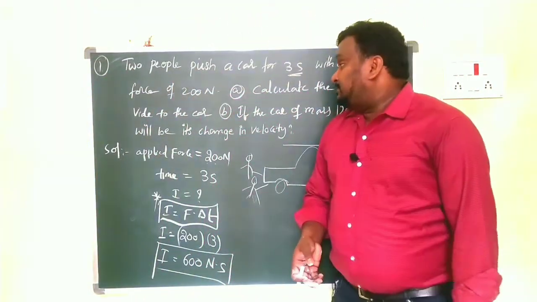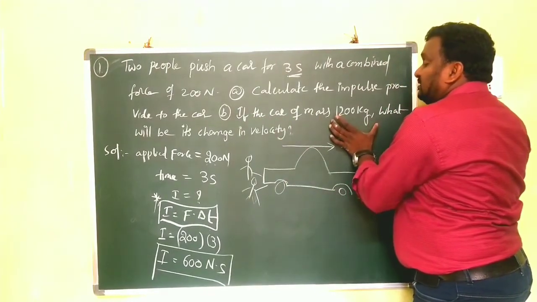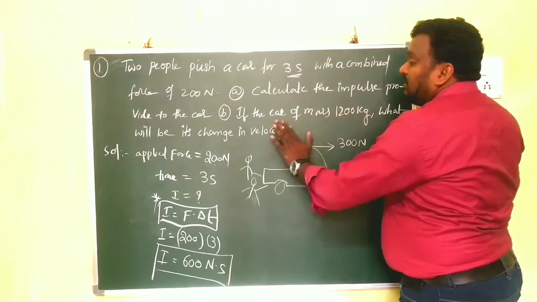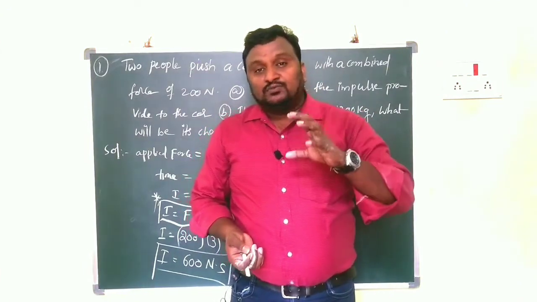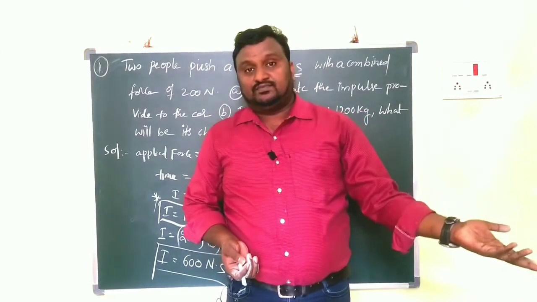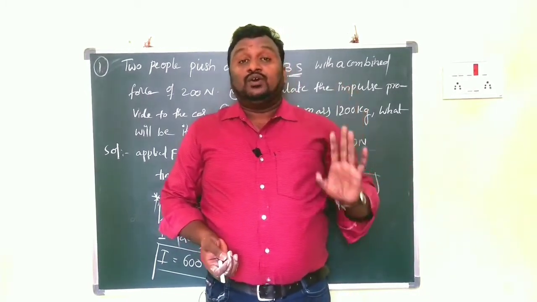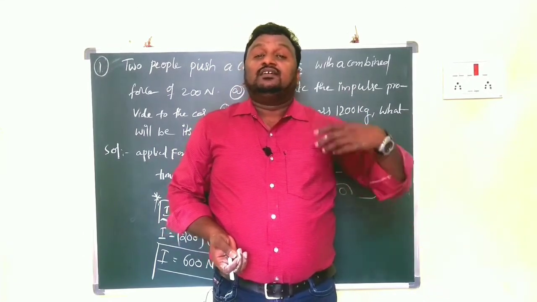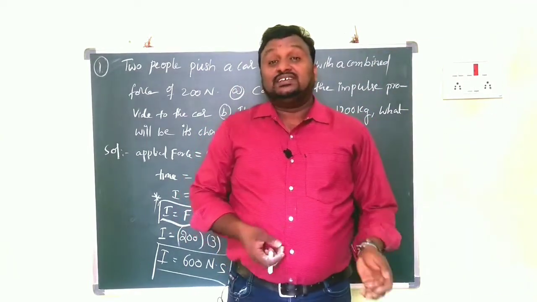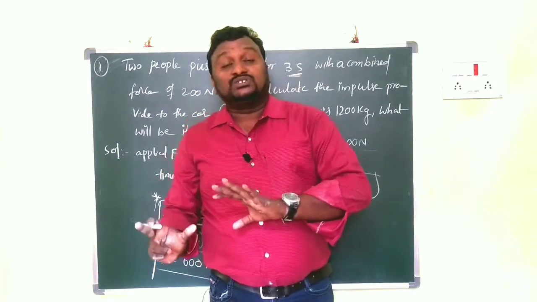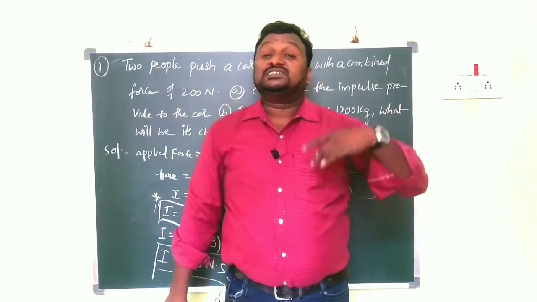And what is the second part? If the car has a mass of 1200 kg, what will be its change in velocity? Already we know that when we apply some force on a body, automatically its velocity changes. For example, in first gear the car is moving at some 20 km per hour. When we change the gear, it will go to 40, 50 like that. Changing the gear means the force acting from the engine is increased. Like that, here when there is no force applied on the car, it should be at rest. Now two persons are applying force on the car. That's why it is coming into motion.